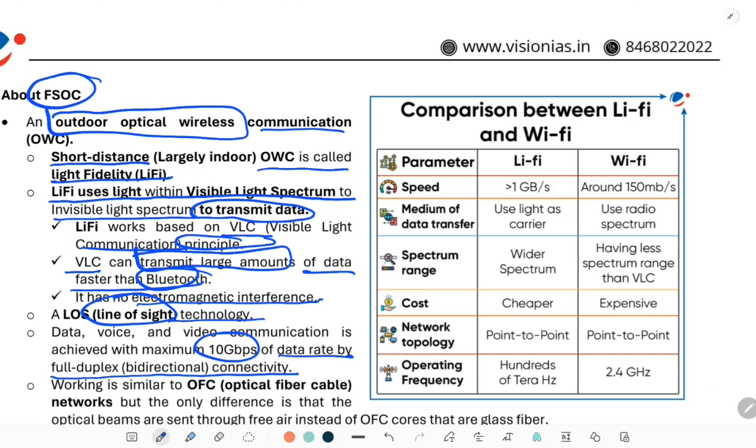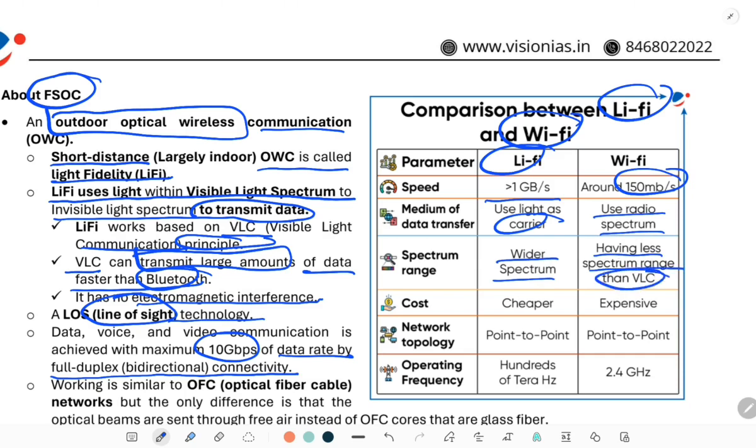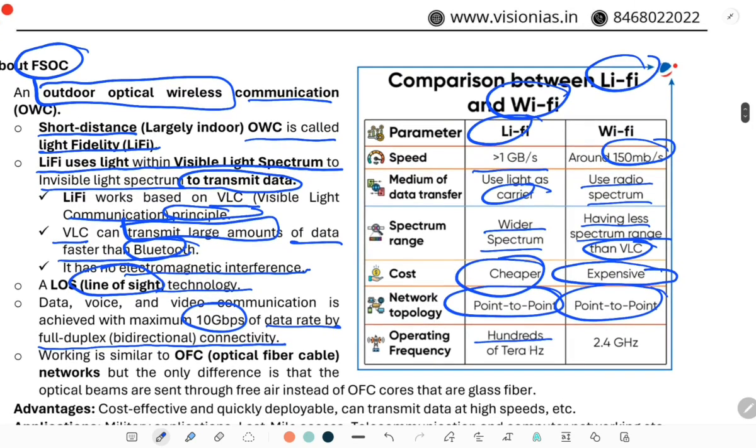They have given here a comparison between LiFi and Wi-Fi. LiFi speed is greater than 1 Gbps, here around 150 Mbps. The medium of data transfer: LiFi uses light as a carrier, and Wi-Fi uses a radio spectrum. The spectrum range is wide here, while here it is less than VLC. LiFi cost is cheaper, Wi-Fi cost is expensive. Network topology is point to point in both, and operating frequencies are hundreds of terahertz here, 2.4 gigahertz here.